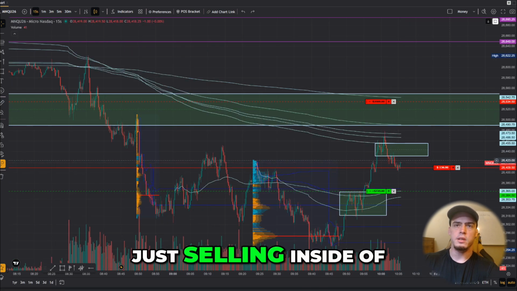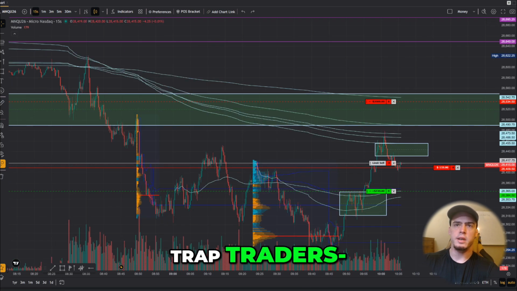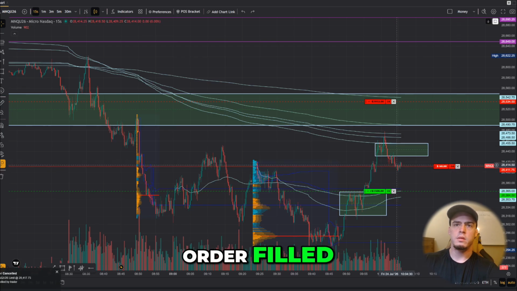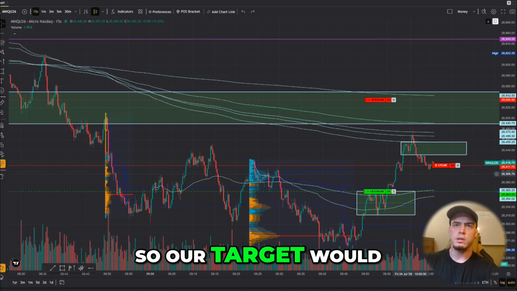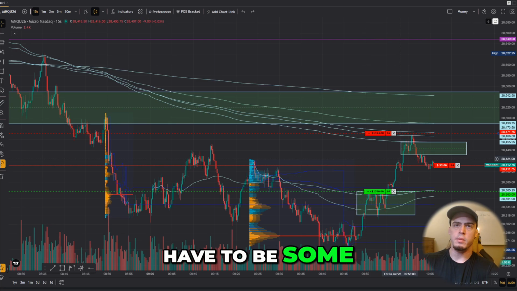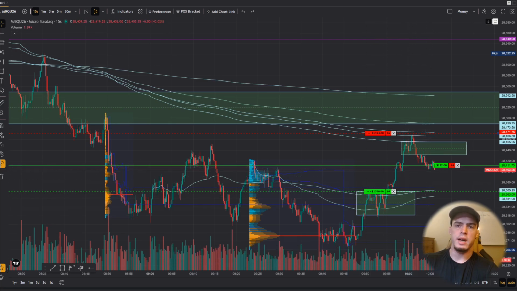Market came here, just selling inside of this congestion where the trap traders. Order filled. Selling right here for a move down. So our target would be somewhere around here, and our stop would have to be some factor of that.